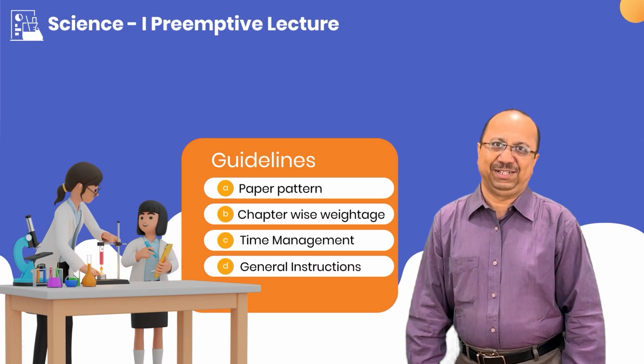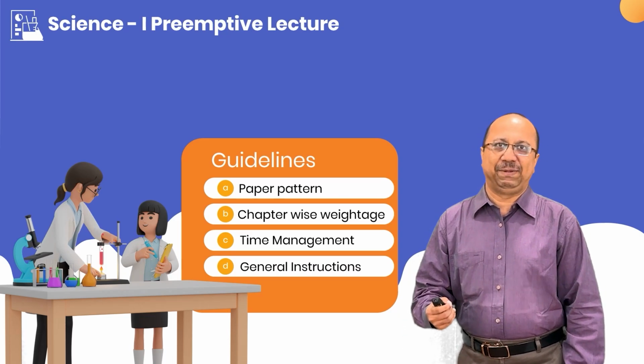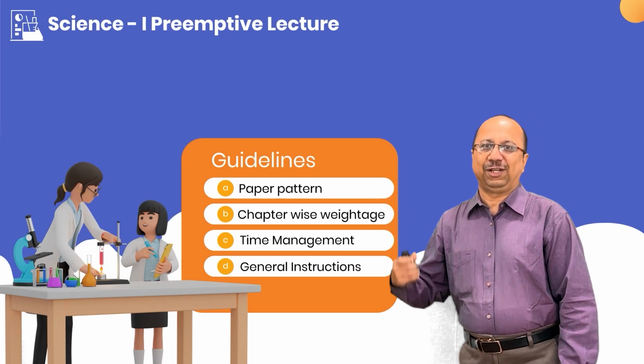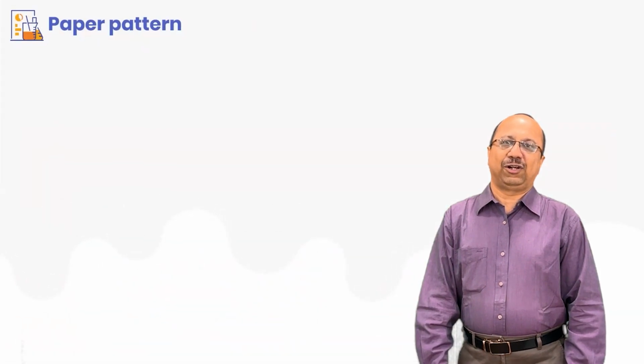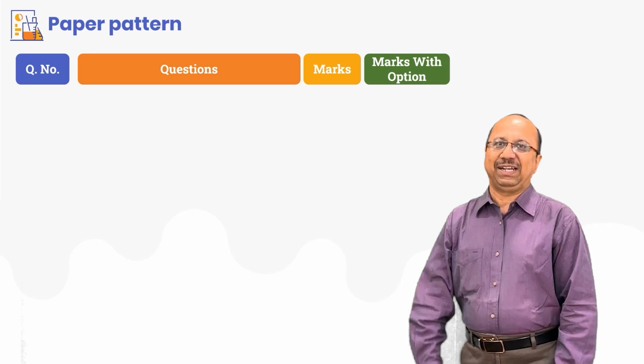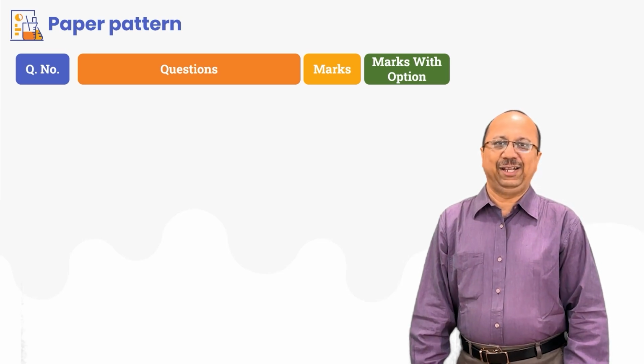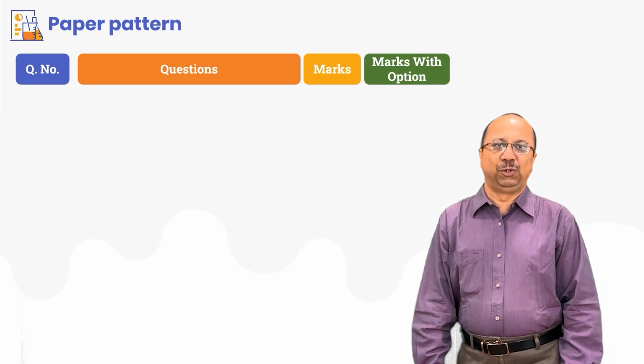So are you all ready? You can just take your book and a pen ready and let's try to jot down the important points. So here we go, one by one. Let's talk about the first point, that is paper pattern. How exactly is your Science 1 question paper going to look like?